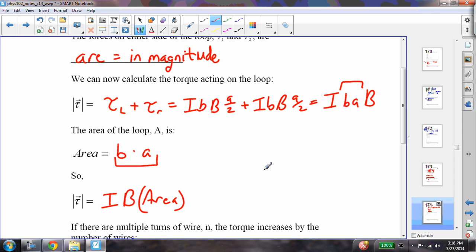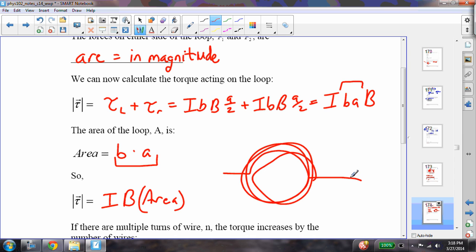This, by the way, will also hold for circular loops. So if you have a circular loop like this, it's also going to feel a torque that is calculated in this way, though of course for the area, instead of doing A times B, you do pi r squared. So that general formula holds up for any shape, whether it's a rectangular coil or square coil or pentagonal coil or a circular coil, which is more common.